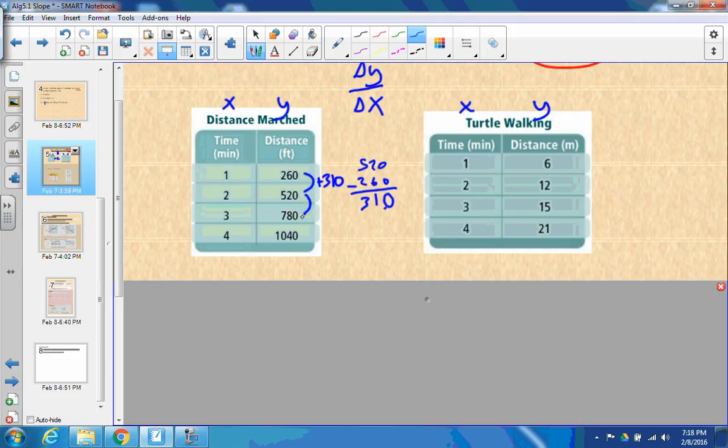How about here? Wait a minute. I wrote that wrong. Made a mistake. Got an eraser. I'm going to fix it. All right, so 520 minus 260. Oh, it's going to be 260.